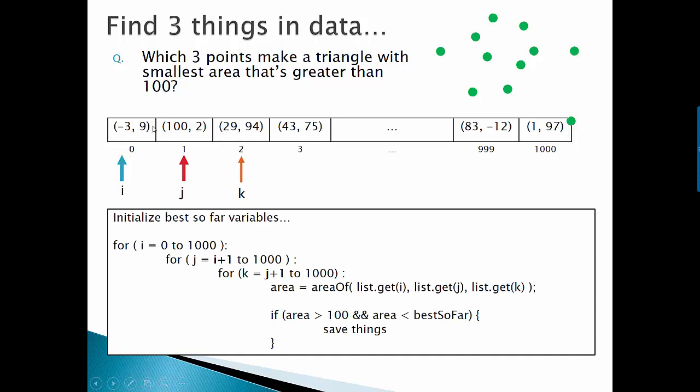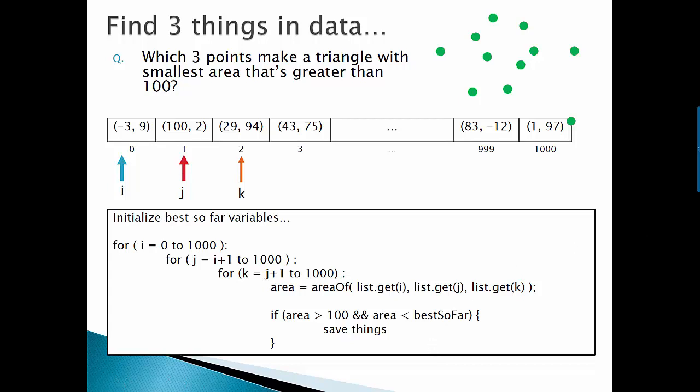We'd have an i, a j, and a k, because we know we need 3 different points. And they'd all range over all the values, except we'd enforce that j is always larger than i, and k is always larger than j. And that guarantees we're going to visit all triples, but each one we're only going to visit once. And then the rest of the pattern is more or less the same. We'd calculate the area for the triangle formed by those 3 points. And if the area is larger than 100, then we'll test if it's the smallest we've seen so far. And if it is, then we'll save things.